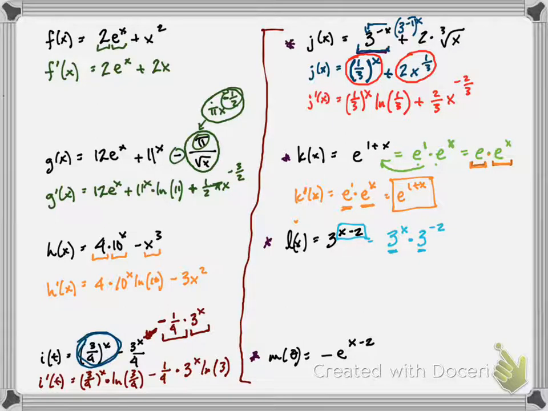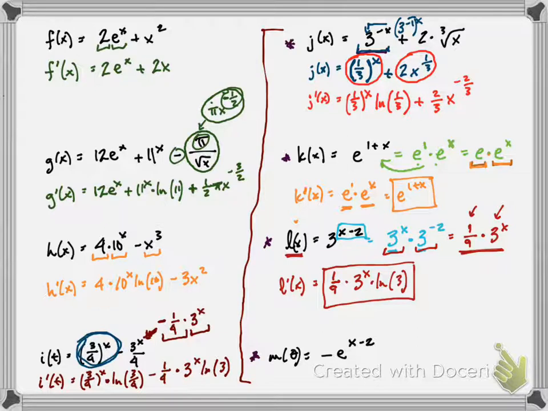So here is your function, 3 to the x. I'm going to rewrite 3 to the negative 2 as 1 over 3 squared, or 1 over 9. So this is really 1 over 9 times 3 to the x. So that's still L of x, we have not derived yet. I rewrote L of x as k times a function. And we know then that L prime of x is k, 1 over 9, times the derivative of the function. And the derivative of 3 to the x is 3 to the x times the natural log of 3. There is your derivative, L prime of x.